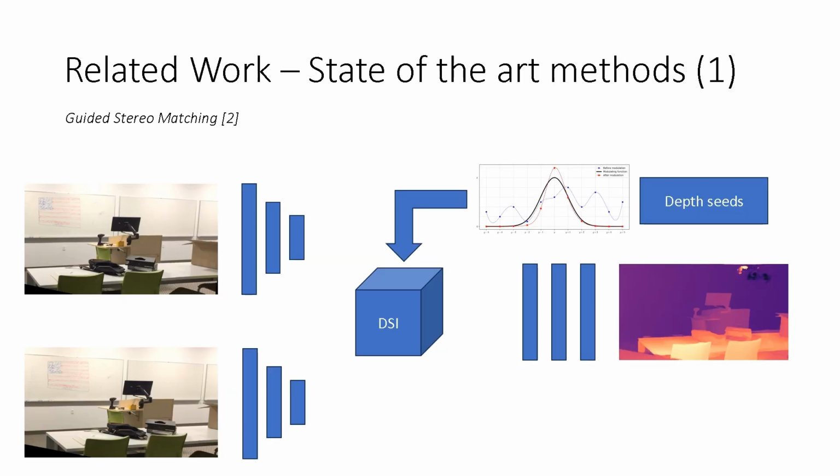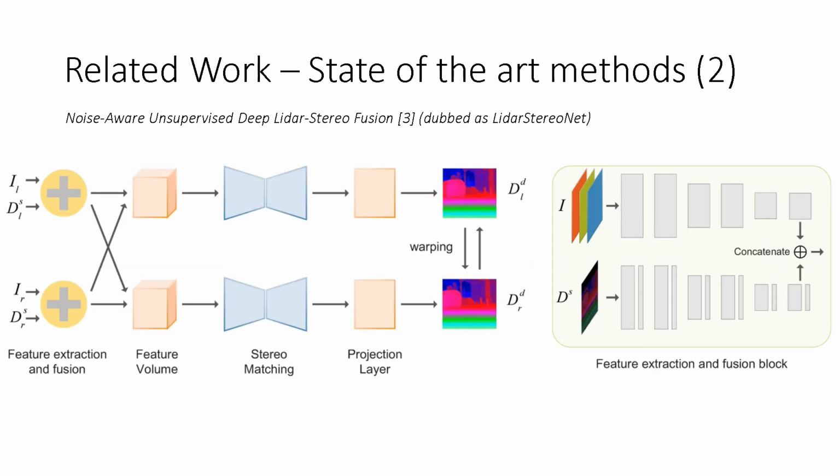We compare our method with three different stereo and depth sensor fusion strategies. In Guided Stereo Matching, the authors propose a framework that injects depth seeds into the cost volume using a Gaussian-like modulation curve. In LiDAR StereoNet, the authors propose a custom network architecture that fuses sparse depth and color information at early stages. Each modality has a unique feature extractor, and the resulting feature maps are concatenated and fed into the next stage.